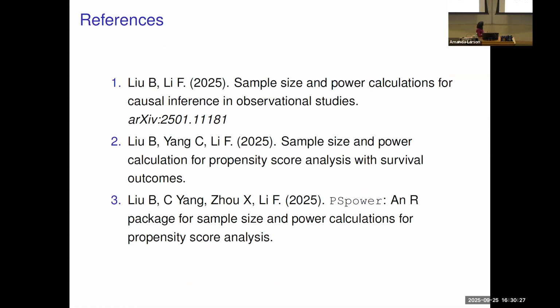And my plan is, once both of these are out, I will write a tutorial for a medical journal. And hopefully people can use it. Thank you.